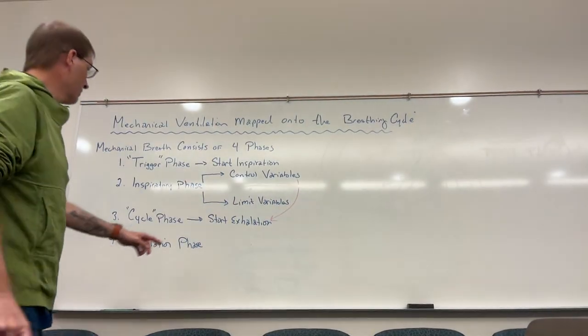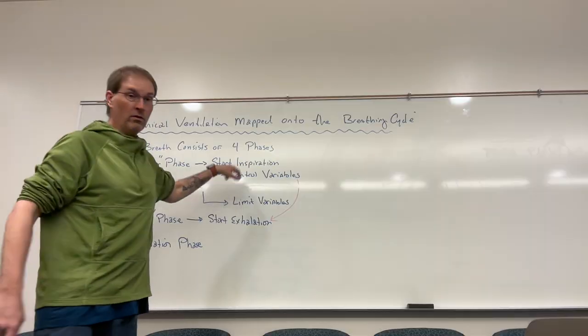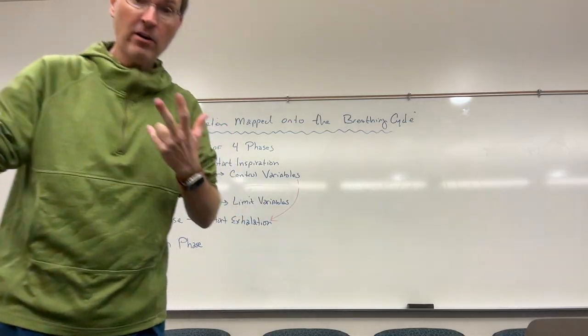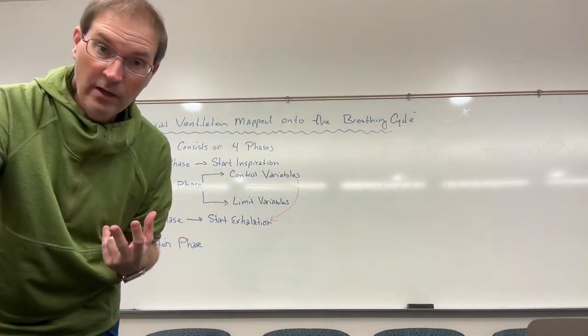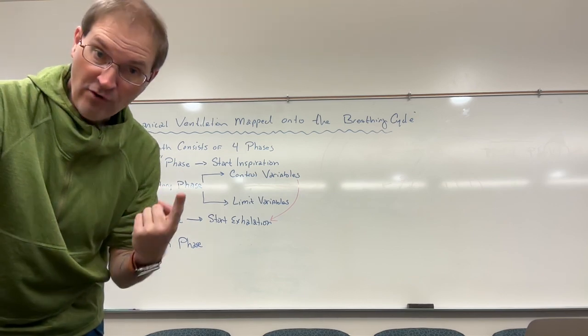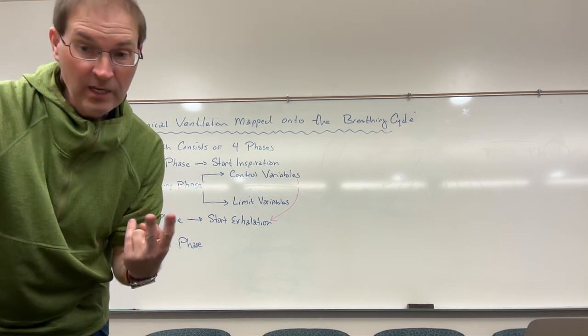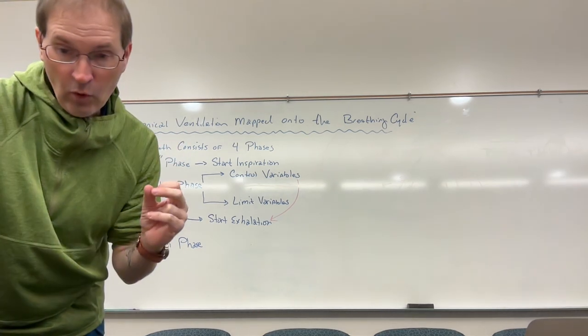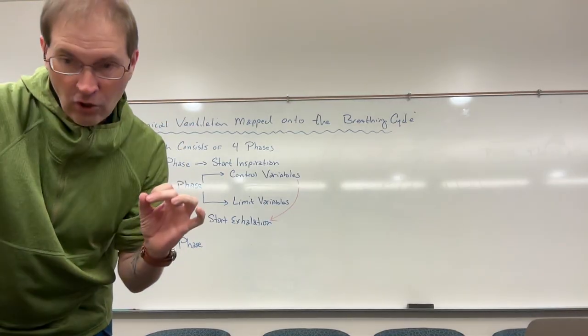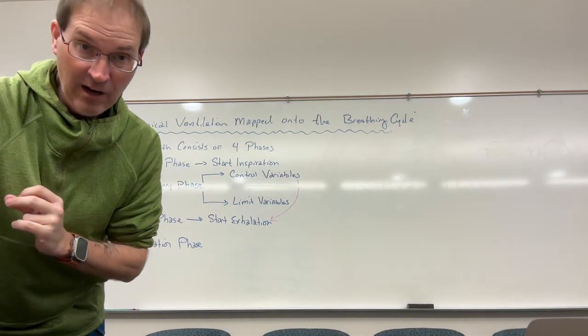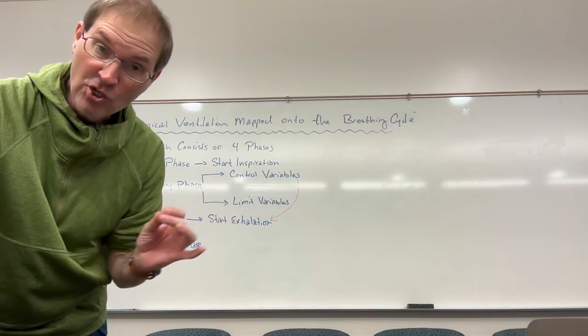So you have certain variables that you can control. The two major variables that we can control with modern ventilators are pressure and volume. Typically, you can only control one variable at a time. You have to choose.